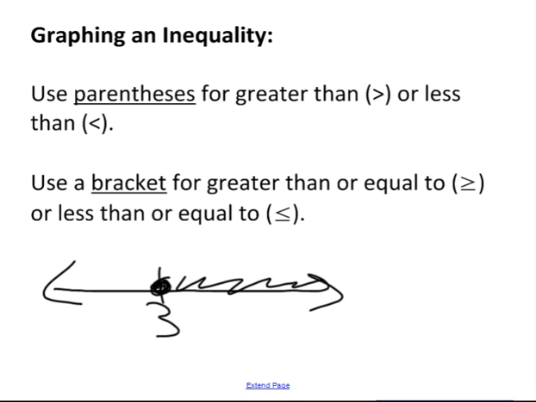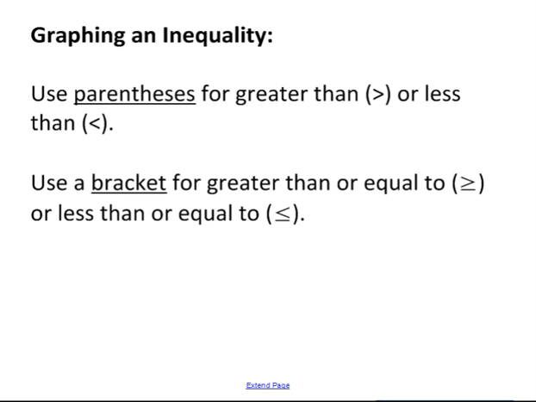So instead of doing open and closed circles, we're going to do parentheses and brackets. So where you'd put a closed circle, you're going to put a bracket, and where you'd put an open circle, you're going to put parentheses.